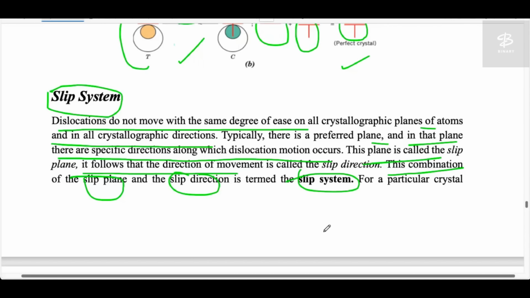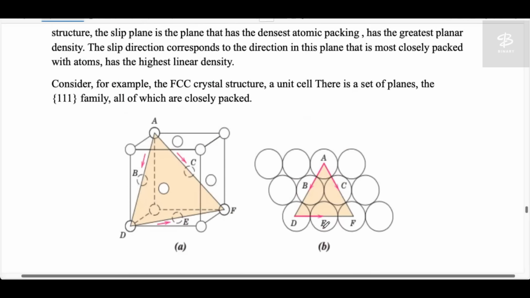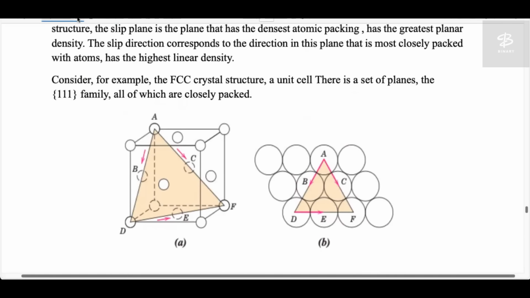Okay. For a particular crystal system, take the example. This is your cubic unit cell. Here, if we talk about what your plane is, take this particular plane as an example. Which plane? A to D, D to F, and F to A. This particular plane is your slip plane.